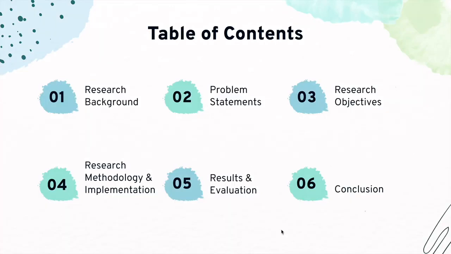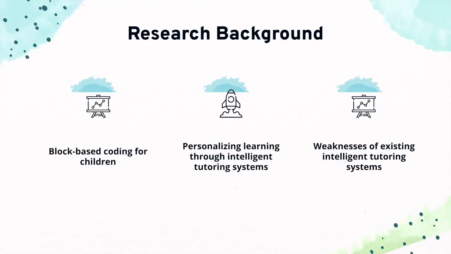So, my presentation outline is as such. I would cover a brief research background followed by the research problem statements and objectives. Then, I would cover the research methodology and implementation as well as the results and evaluation section. Finally, the presentation is to be concluded with a brief summary. Let me begin with my research background.